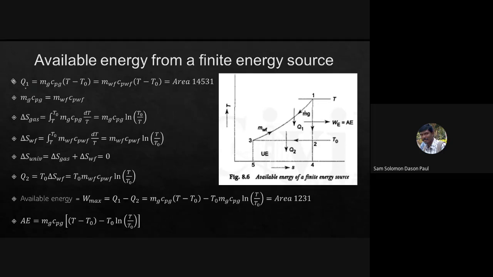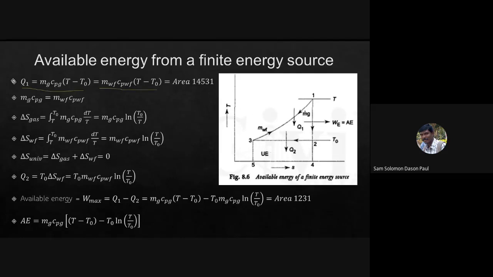So you can see Q1 is mg Cpg into T minus T naught. So heat is being lost by this gas between the temperature levels T and T naught. So it is mg Cp into T minus T naught. mCp delta T, that is the same formula that we use here. And whatever heat is ejected by this gas is gained by this water. And so we are writing this as mw Cpw into T minus T naught.